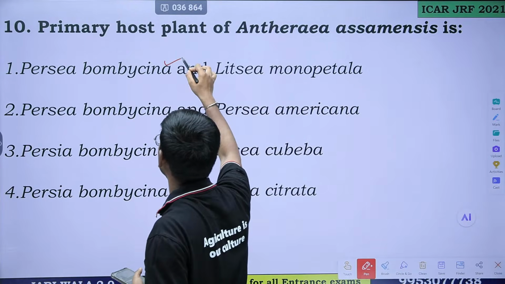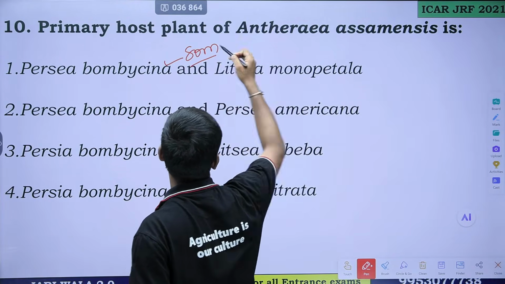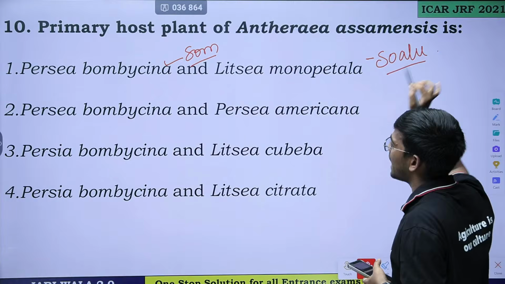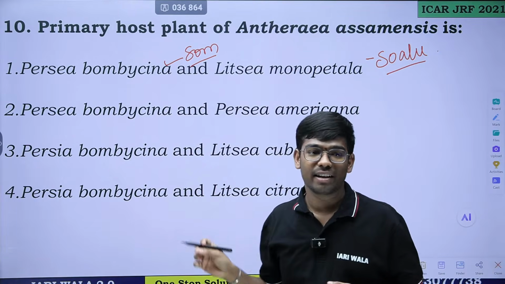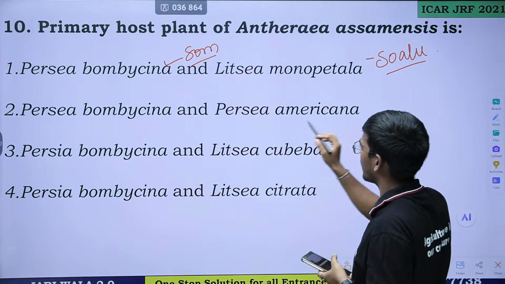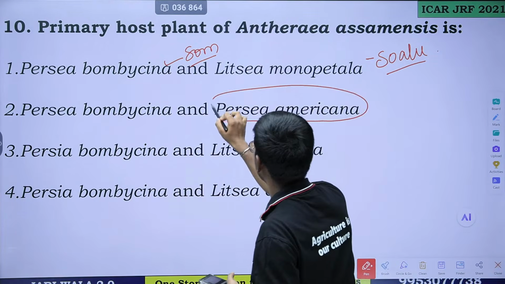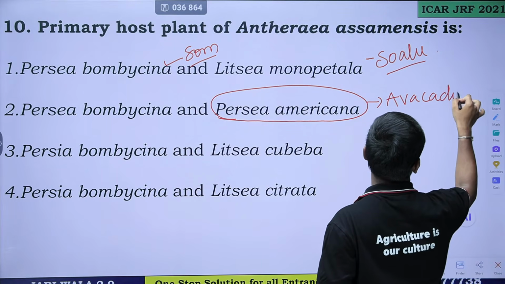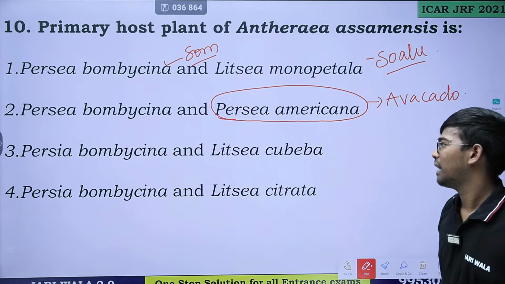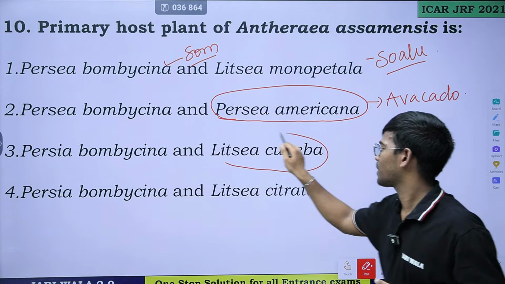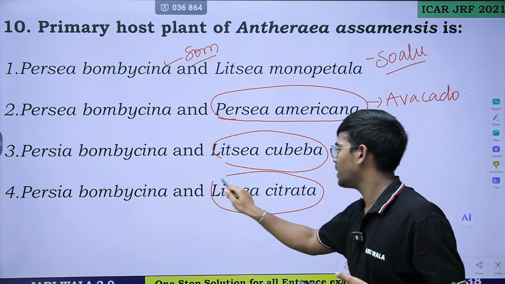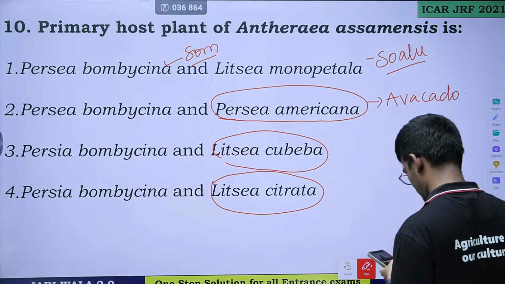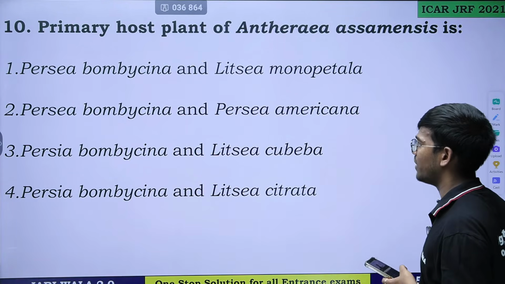So Persea bombycina is Som. This Litsea monopetala is Soalu. And this Persea americana is the avocado scientific name. Then Litsea cubeba and Litsea citrata are generally synonyms, so both are the same. Good. Few students have answered it.